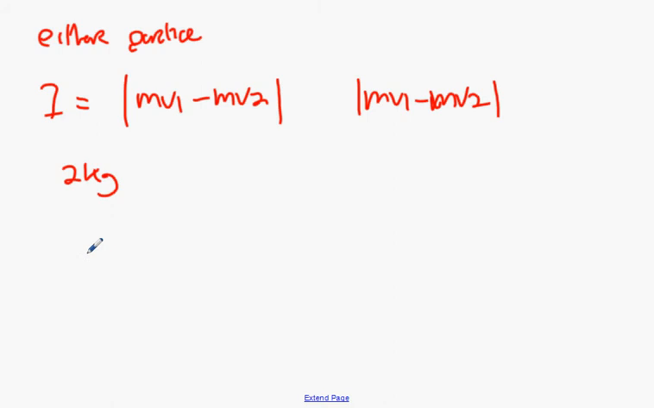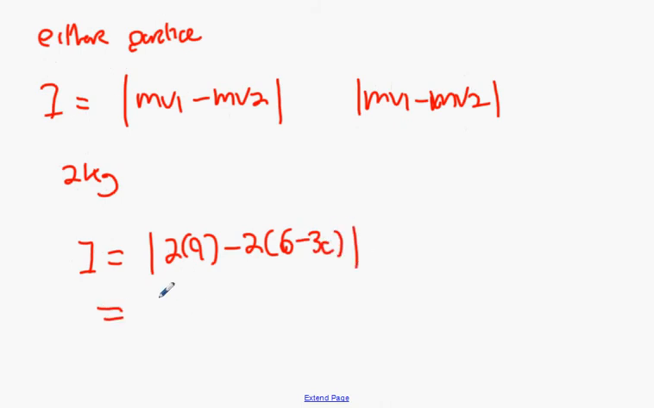Okay. So what I'm going to say is I equals mv1. It used to be going. Technically speaking, it's not the v1 and v2 I got. It's just the speed before and after of the 2 kilogram particle. So it's going to be 2 times 9 minus 2 times, what did I say its speed was? 6 minus 3e.